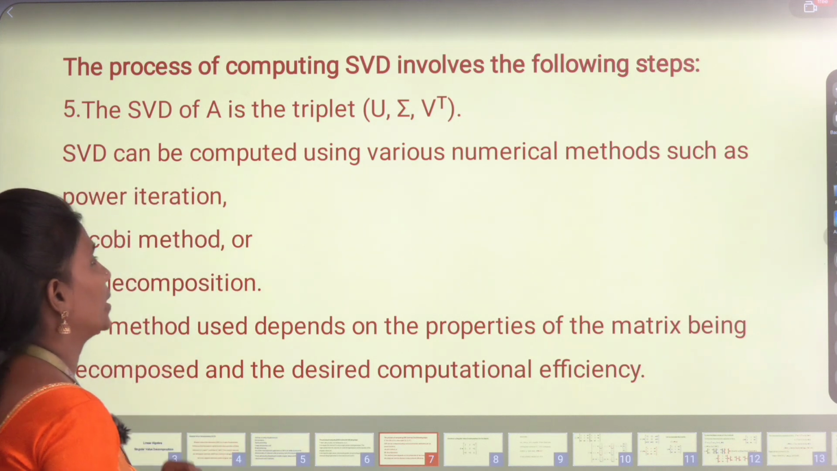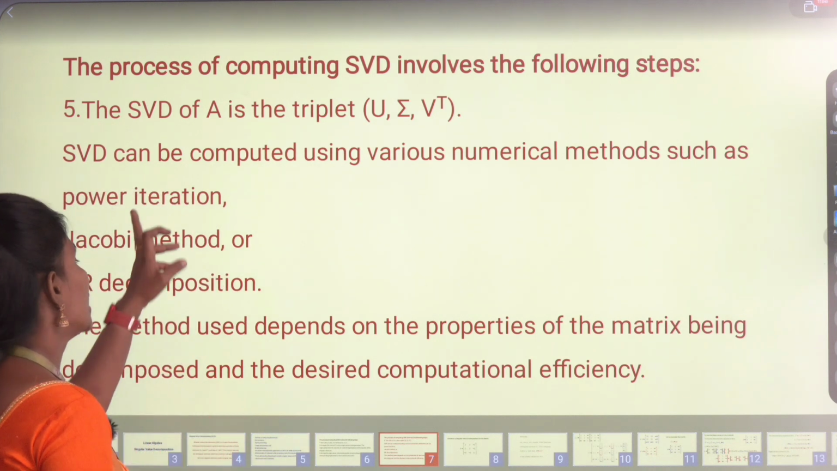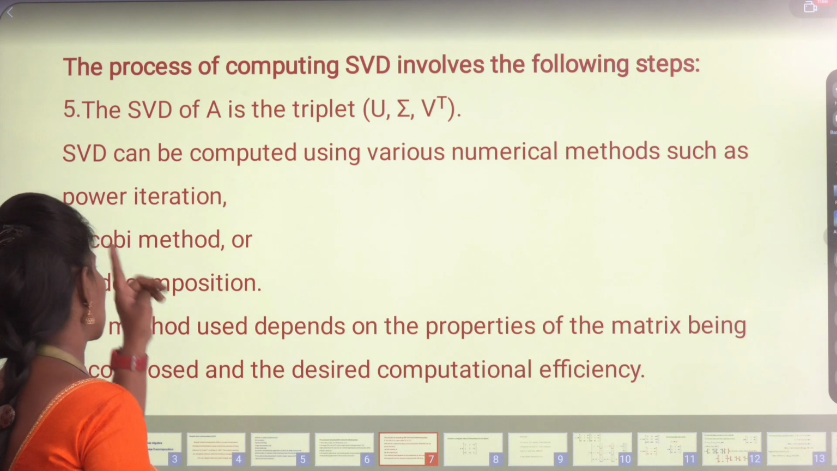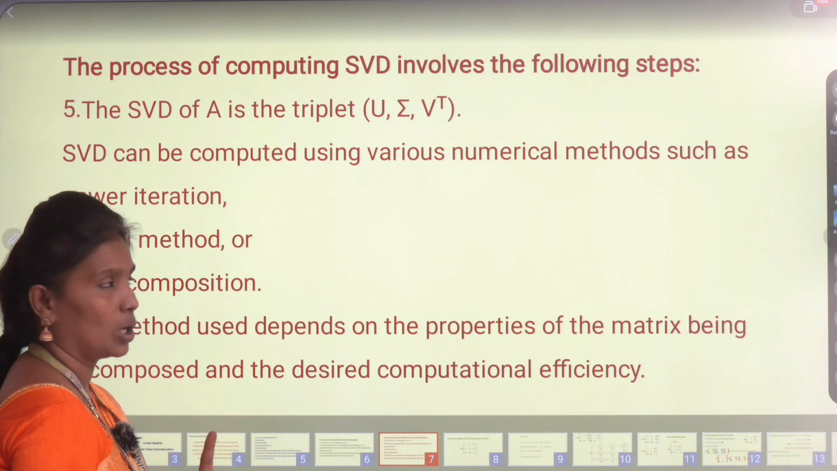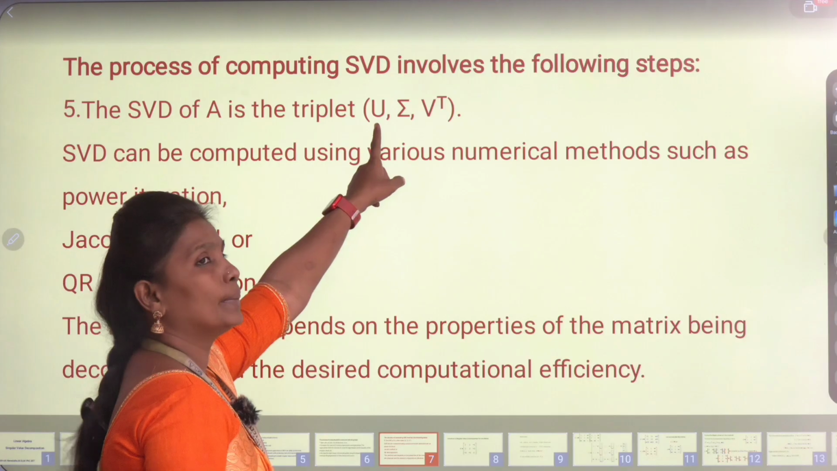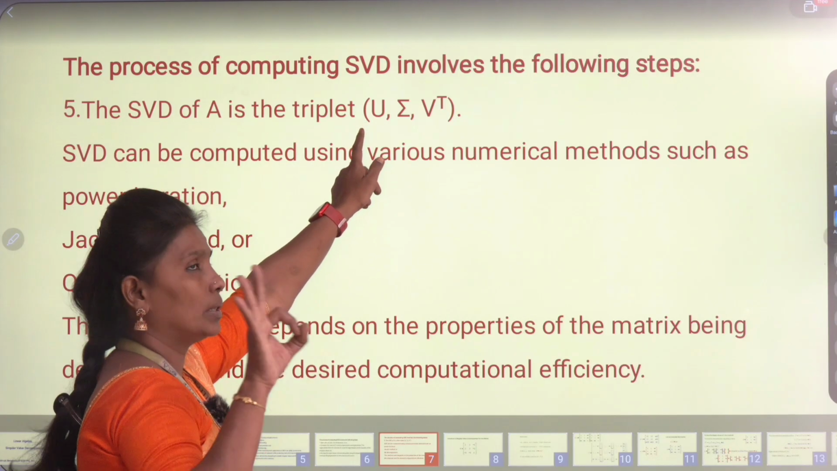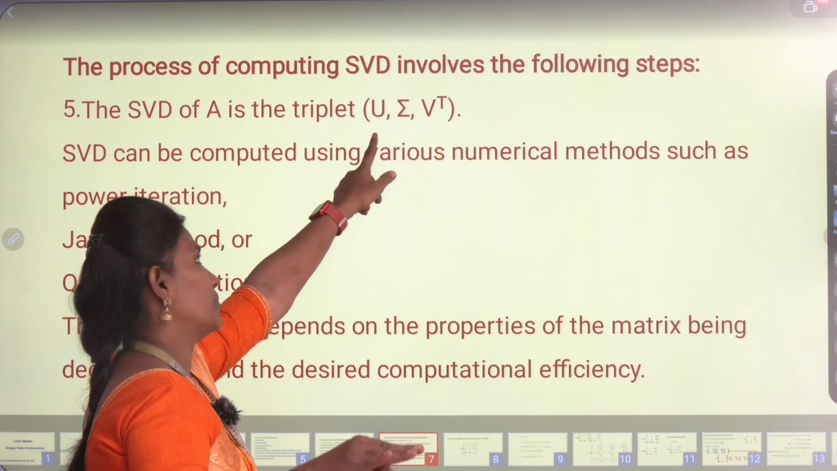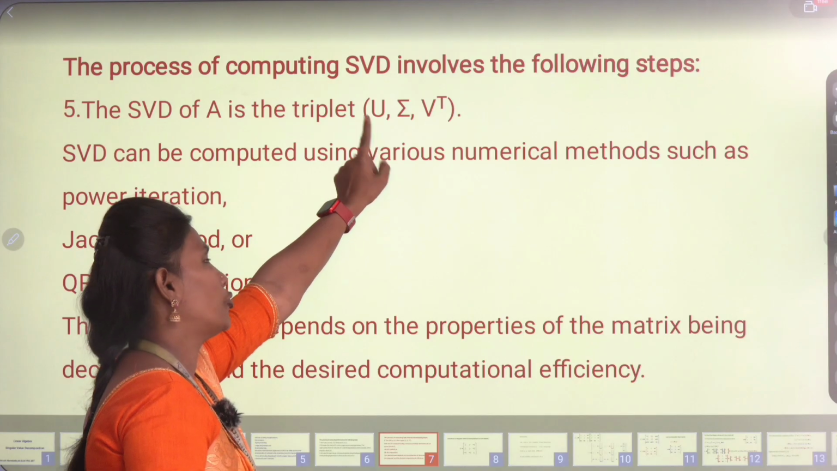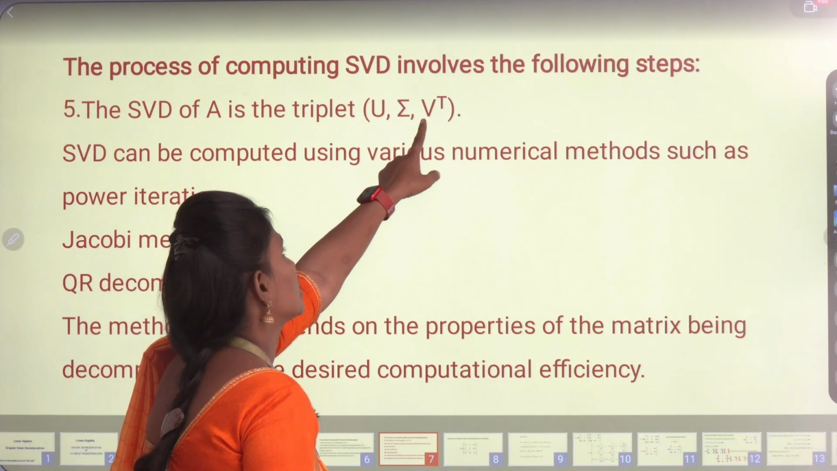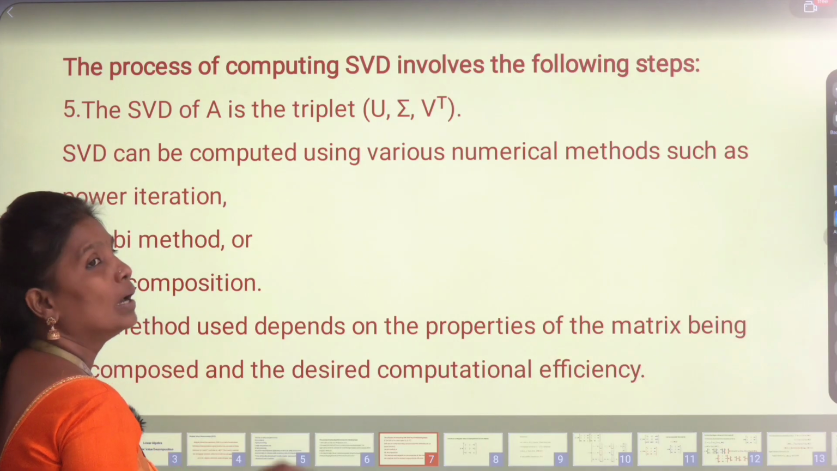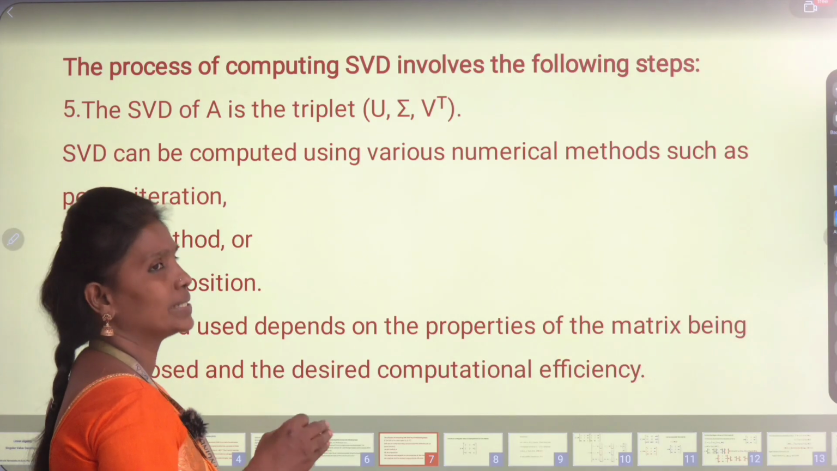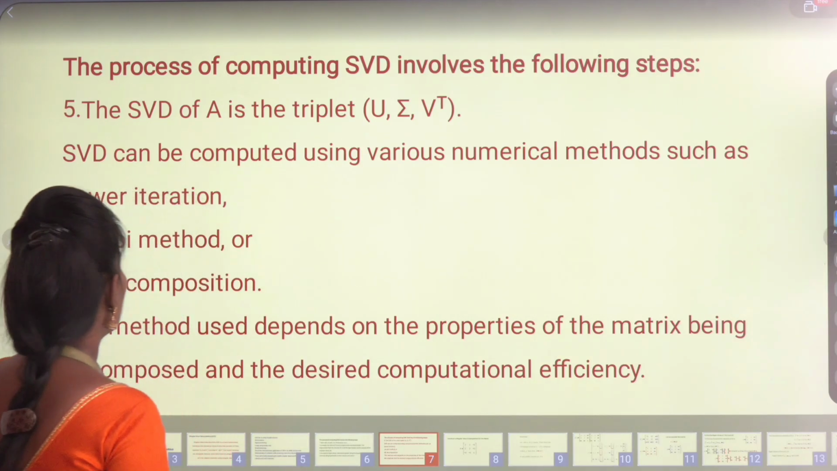Listen, the process of computing SVD involves the following steps. We already saw 4 steps; this is the 5th step. The SVD of A is a triplet. U is the orthogonal matrix. By using these 3 eigenvalues, you get 3 eigenvectors, and by using the 3 eigenvectors, you form U. The transpose of this is V transpose. Sigma is a diagonal matrix. Here you don't say eigenvalues, they are called singular values.